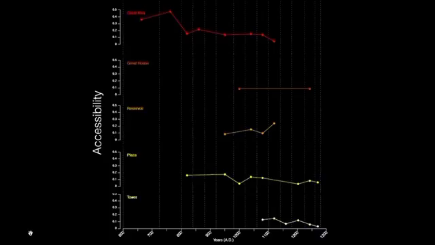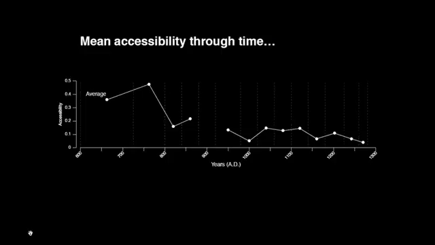And then we can average these values through time to get a general idea of the changes in placement of public features and the shift in accessibility that occurs due to these changes.